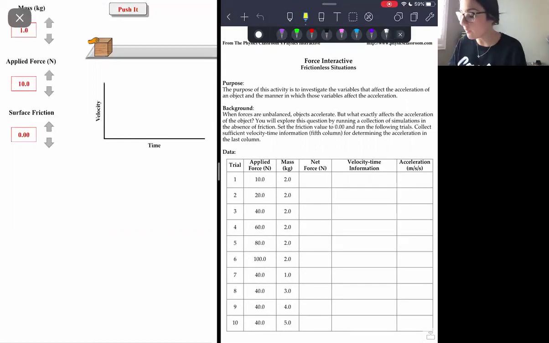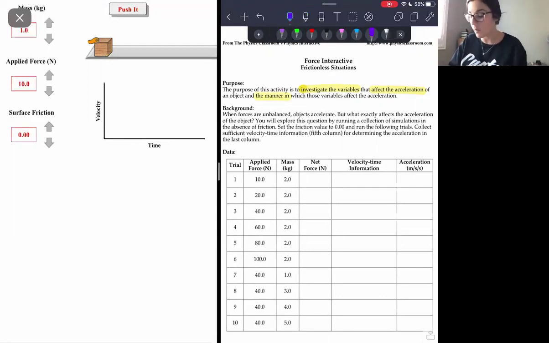So the purpose of this lesson is to investigate the variables that affect acceleration. Objects accelerate when they speed up, when they slow down, and when they change direction. So certain variables, like maybe mass or force, might affect how much an object speeds up or slows down. We're also going to investigate the manner in which these variables affect acceleration.